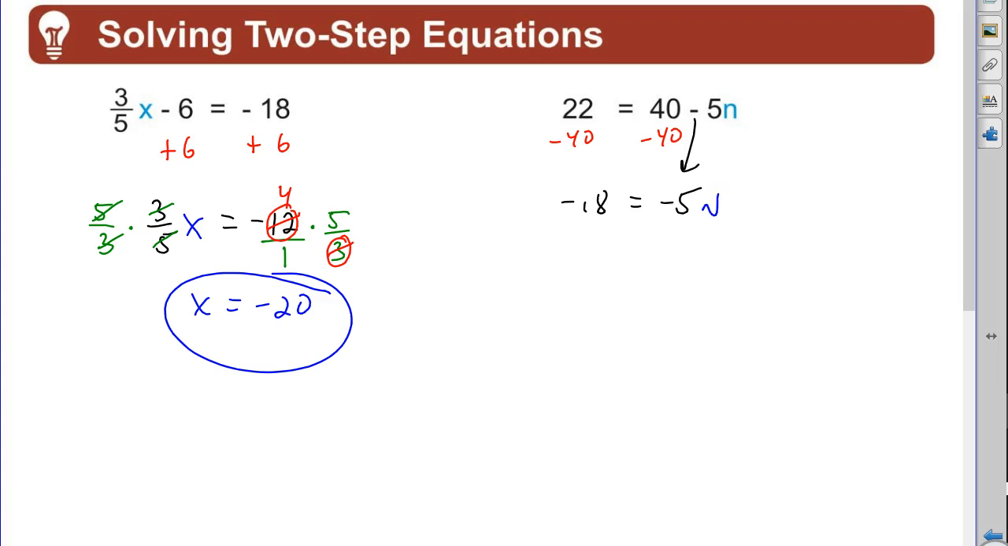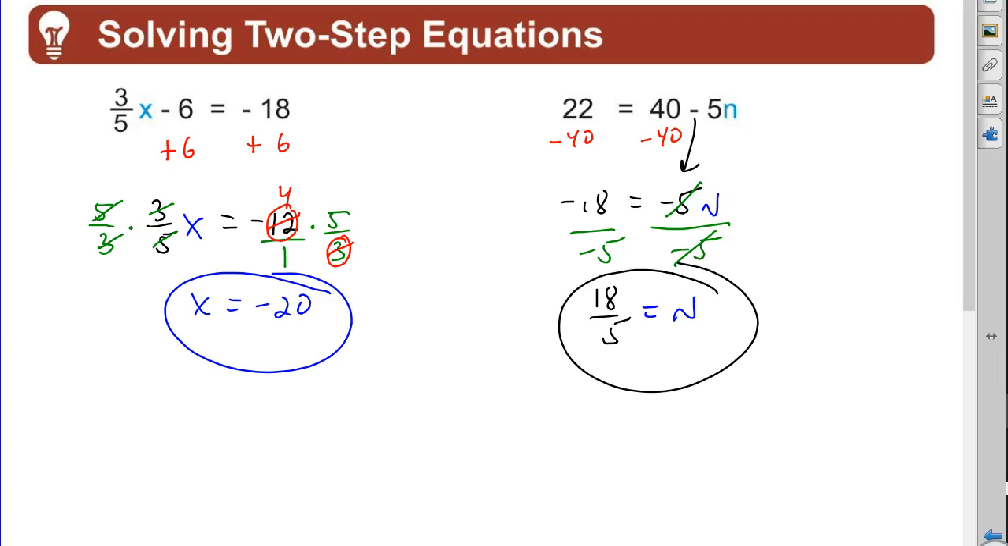Now to finish a problem like this, I can do the shortcut and just divide both sides by -5. That'll allow the -5's to divide out on the right to isolate the variable, right? It's all by itself. On the left-hand side, I can't reduce. I'm going to leave it as an improper fraction, but I am going to do negative divided by a negative is a positive. And you get 18/5 equals n.